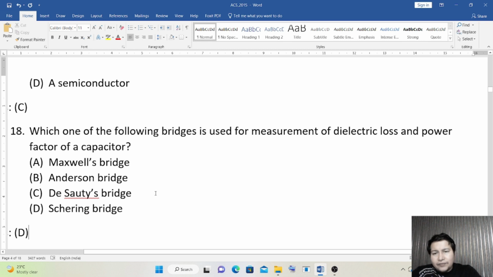Which one of the following bridges is used for measurement of dielectric loss and power factor of a capacitor? Maxwell's bridge, Anderson's bridge, de Sauty's bridge, Schering bridge. The correct option is option D, Schering bridge.